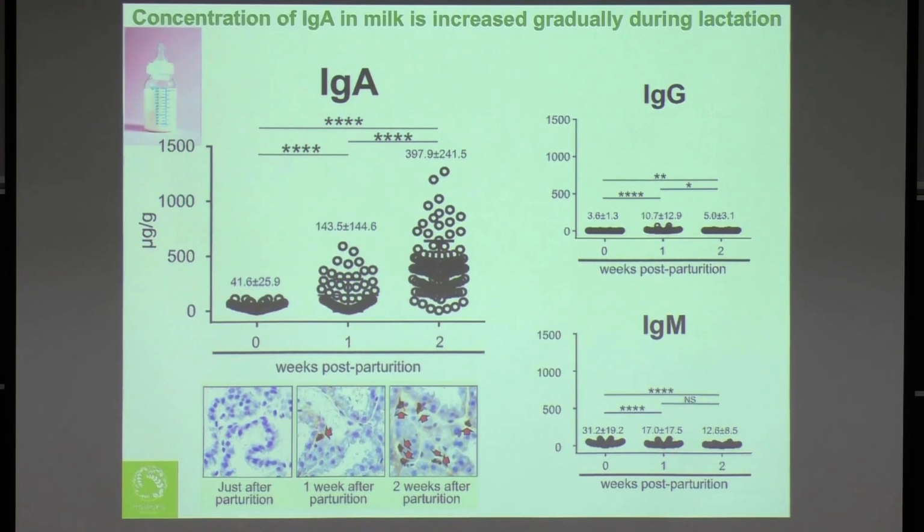The amount of IgA 2 weeks after parturition is very high compared with other stages. And actually we can see some quantitative difference, but the amount of IgG or IgM is very low compared with IgA, suggesting that IgA is the most important immunoglobulin in mice during lactation.